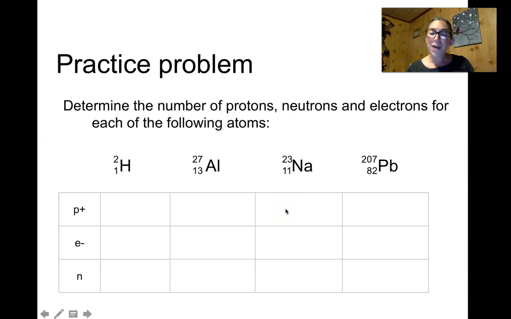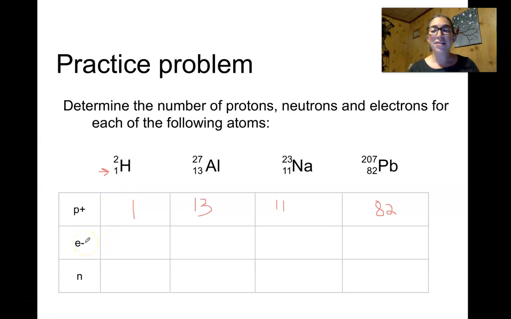So here is another practice problem for you to do. This is a good place to pause the video, or I might be pausing the video for you and having you fill it in yourself and then check your answer. All right, so I'm just going to fill it out pretty quickly. I'm going to do all the protons first. This lower number is the atomic number. It tells us the number of protons. So this hydrogen has 1, aluminum has 13, sodium has 11, and lead has 82 protons.